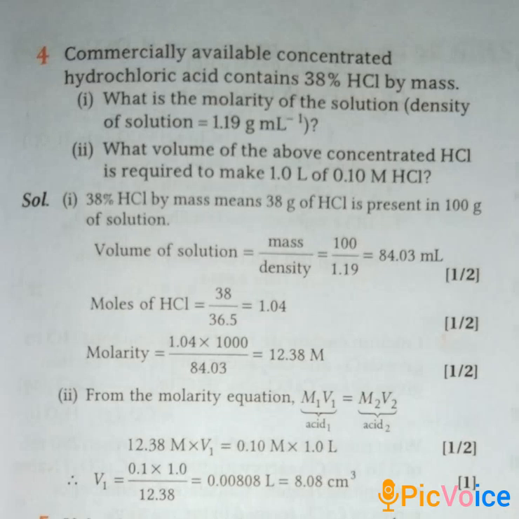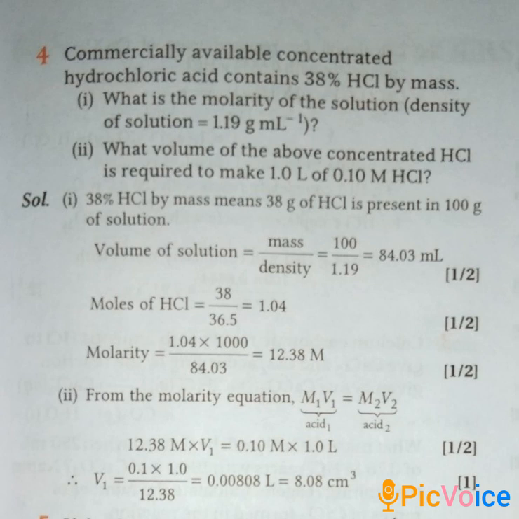Question number 4, students. What is asked in question number 4? Commercially available concentrated hydrochloric acid contains 38% HCl by mass. So what information is given over here? That commercially available concentrated hydrochloric acid contains 38% hydrochloric acid by mass, isn't it?